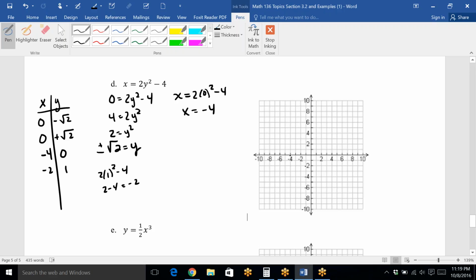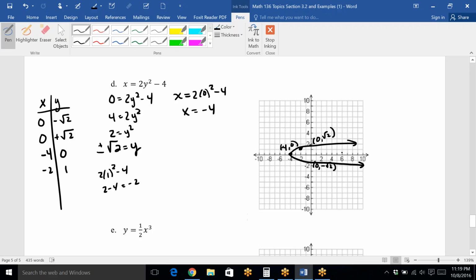Okay, let's plug what we know in. So we have negative 4, 0. That's an x-intercept. Square root of 2 is about 1.4, so we have a positive 1.4. So that would be 0, square root of 2. And down here we would have another one at 0, negative square root of 2. And then my extra point was negative 2, positive 1. So you can see, instead of having the x squared, when you have the y squared, you end up having a parabola on its side.